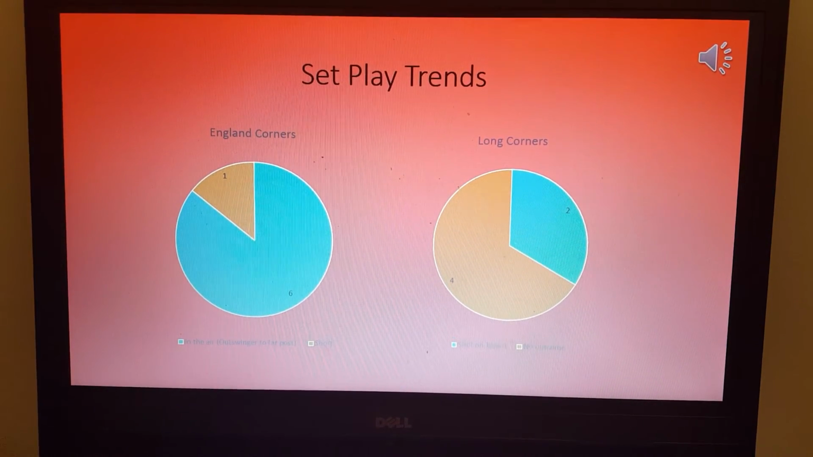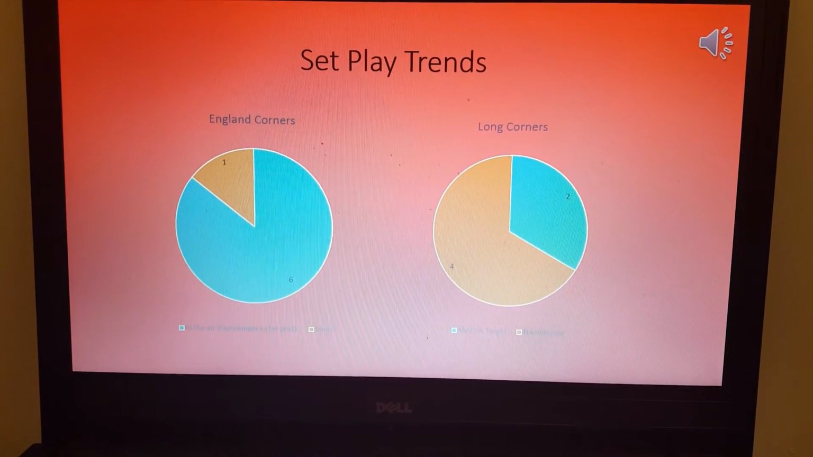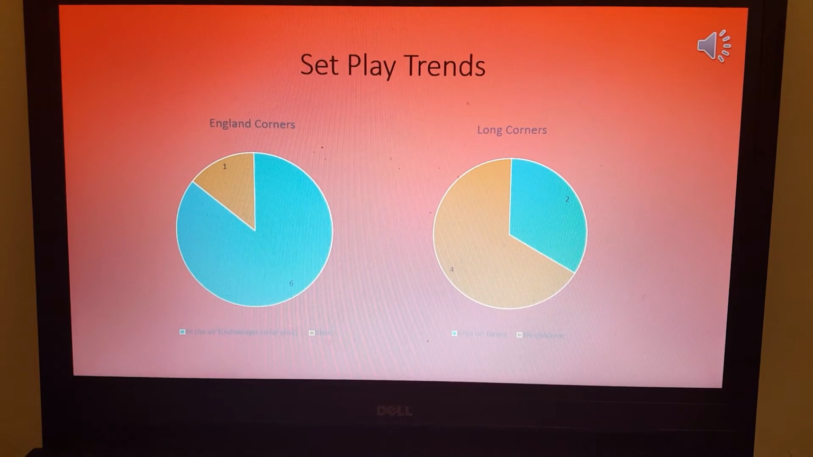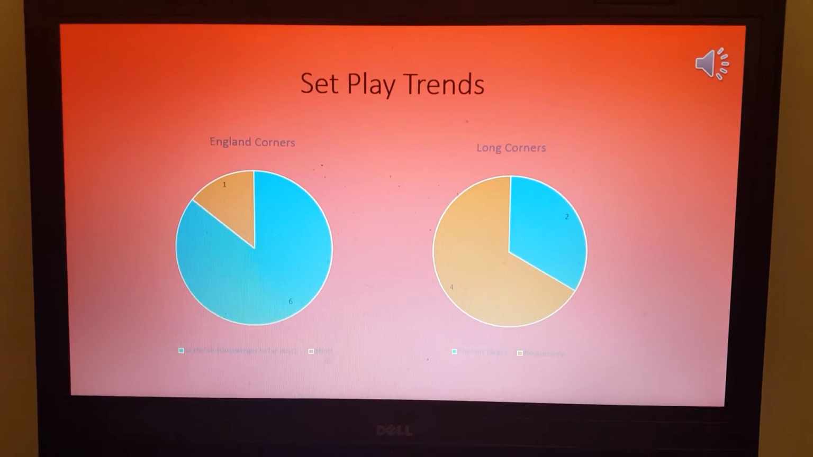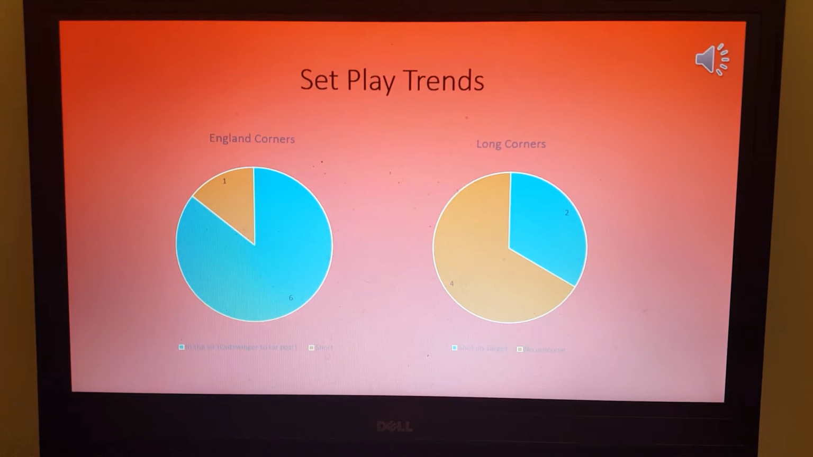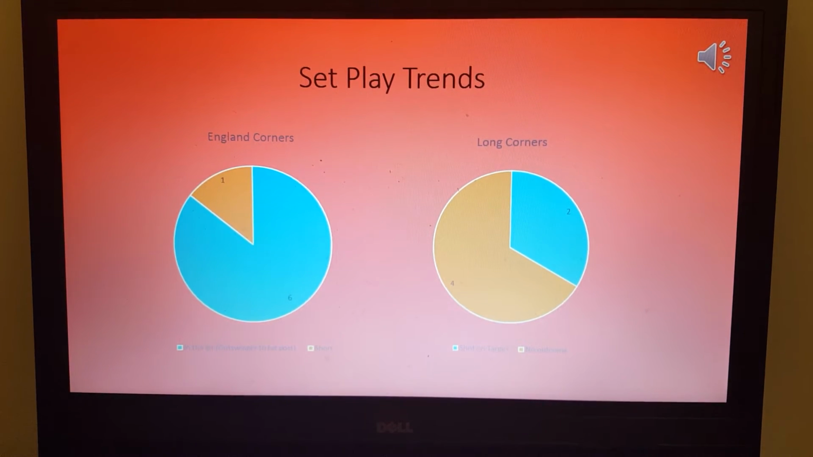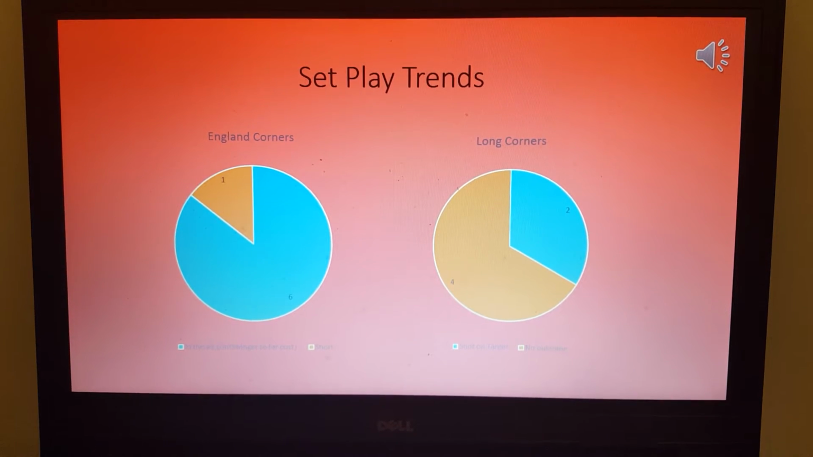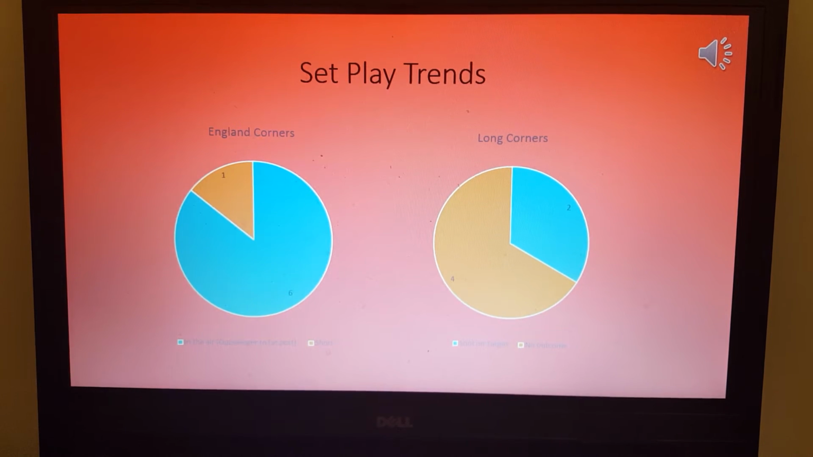If you look over to that graph on the right, of these 6 corners that they played long, twice they got a shot on target, which 33.3% for a corner is probably not too bad. Neither of those shots on target resulted in a goal, but it was at least a good shot on target based on the corner, and I'd say overall that's pretty effective for a long corner.